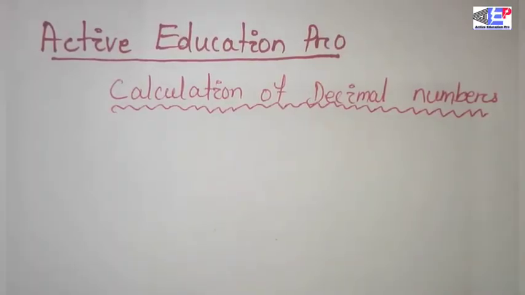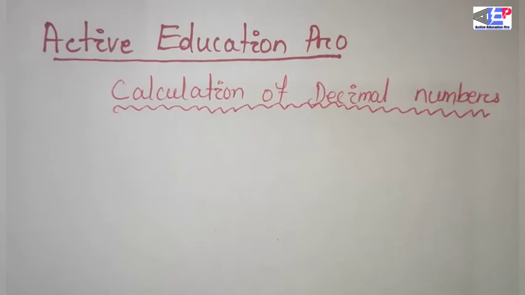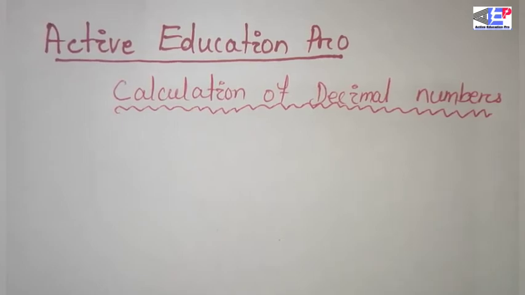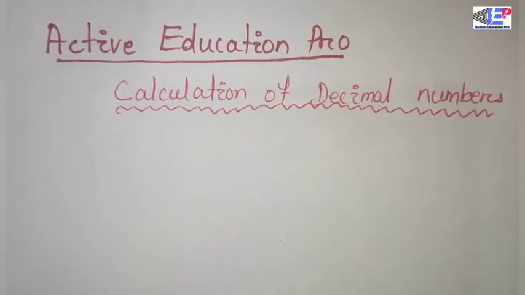This video is for calculation of decimal numbers of class 7 NCERT book Mathematics chapter 2. In my last video we already gave detailed information about decimal numbers. So this video is for calculation of decimal numbers, meaning operational calculation: addition, subtraction, multiplication and division. So let's go for the first calculation. The first operation is addition. So how to add decimal numbers?